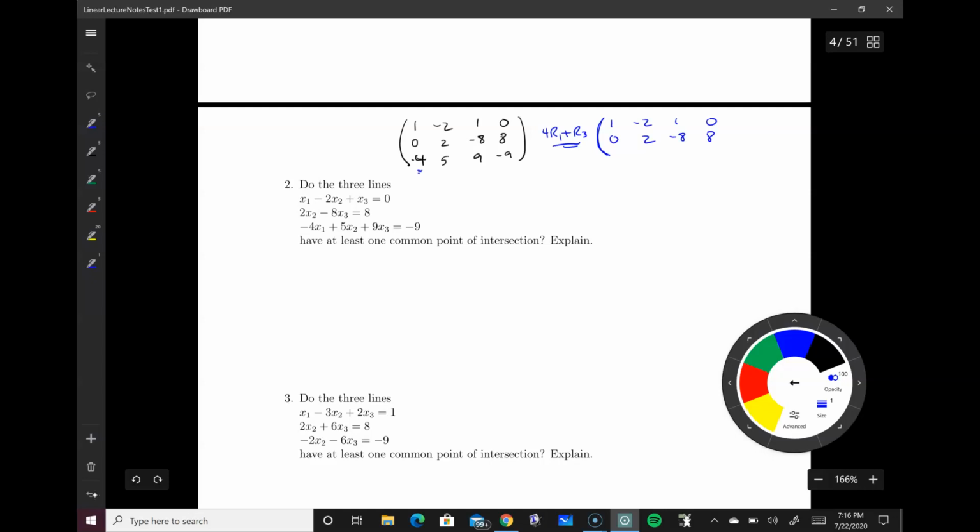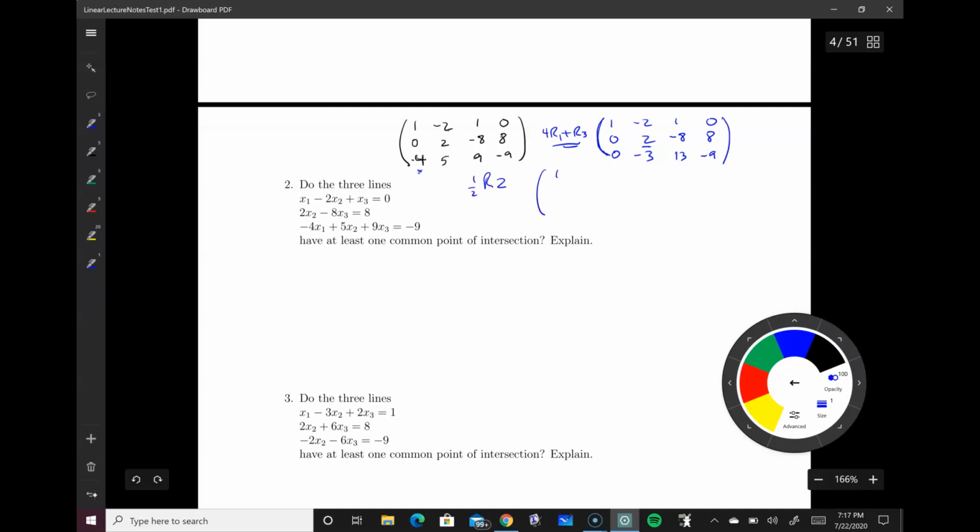So multiply this by 4 and add, that gives me 0. Multiply this by 4, gives me negative 8, and add, so that gives me a negative 3. Multiply by 4, that gives me 4, plus 9 is 13. And 4 times 0 is 0, so that stays at negative 9. All right. So I want to get a 1 in this position, so I'm going to suggest that we take row 2 and multiply it by 1/2.